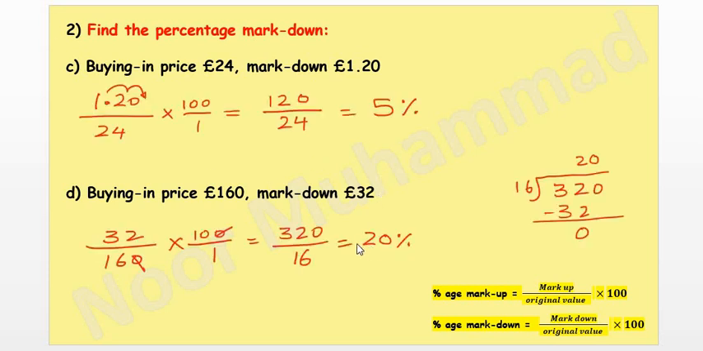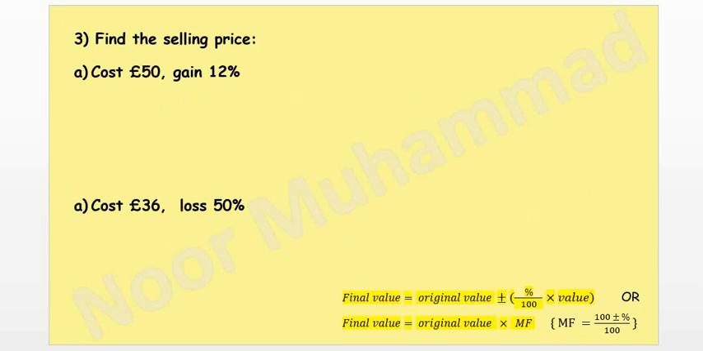So here are both the answers. Let's see what other cases we have to discuss. Find the selling price. Now what is selling price? Selling price is called the final value or the final price, right? So to find the final value or the final price, what do we do? We have two methods, and I told you better use the second method, because in all my previous exercises I used this method, right?